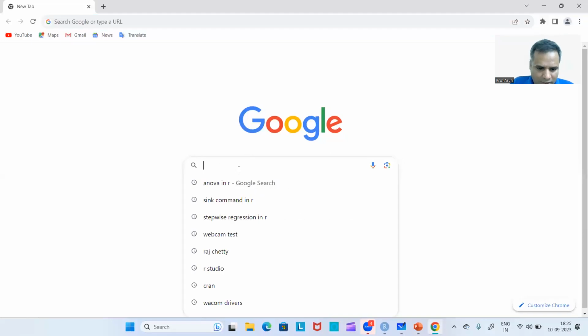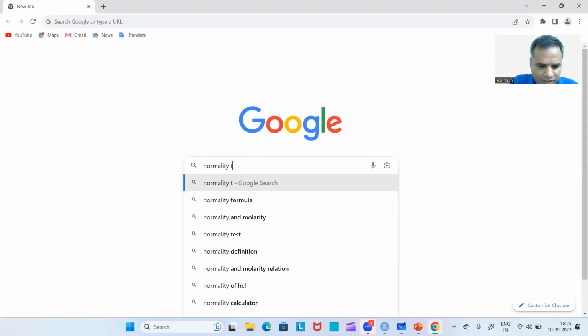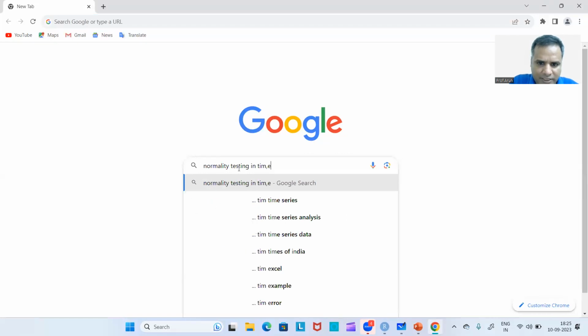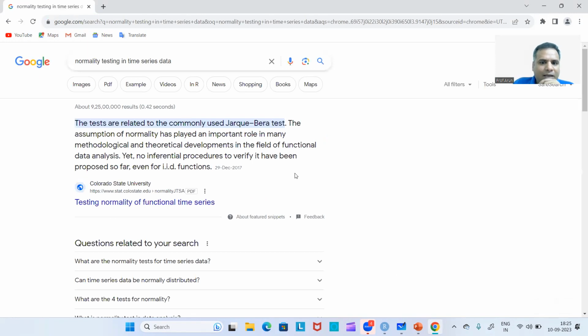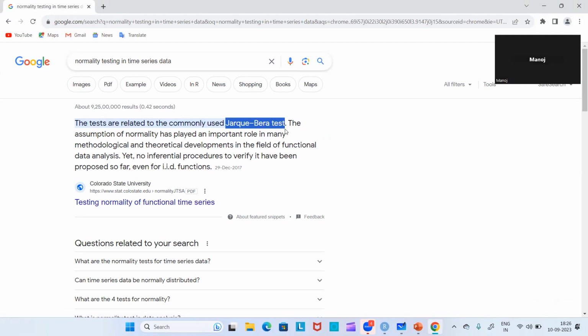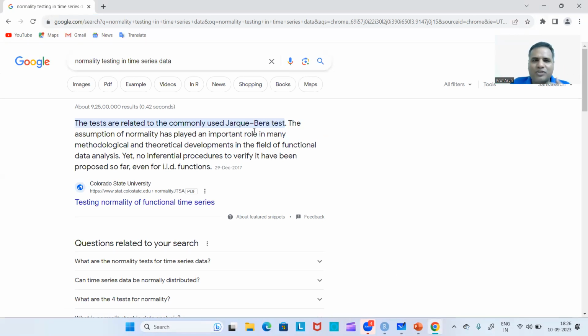Okay, so normality testing in time series data, how to check normality. Here it is written that the tests are related to the commonly used Jarque-Bera test. The assumptions of normality have played an important role in many methodological areas. So I think in time series this is the test. Yes sir, we basically use this test, and you did not mention it, therefore I asked that question. See, first of all, I have never worked with time series data, so I don't want to give you a wrong answer. That's why I'm saying, whenever you are stuck, or even if you know, just check it out.